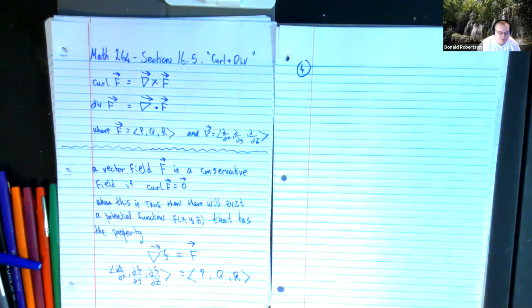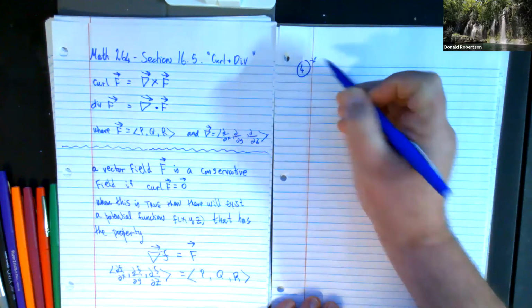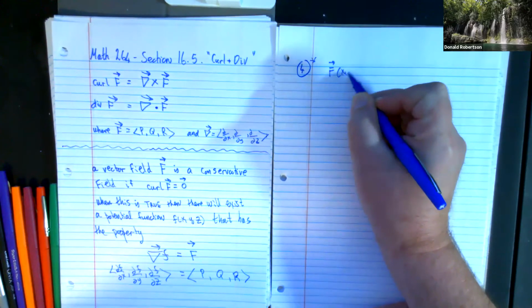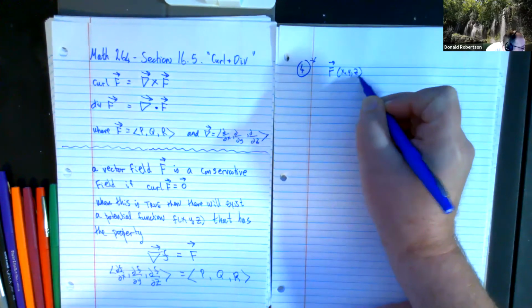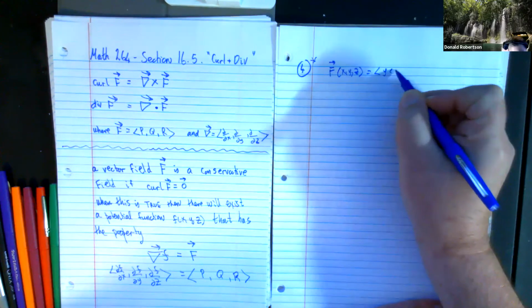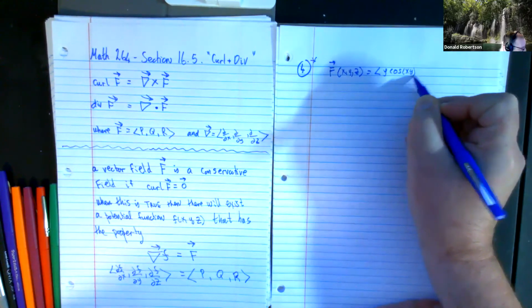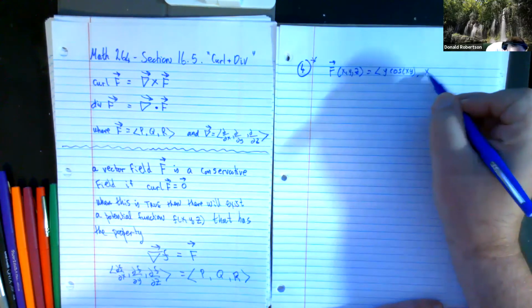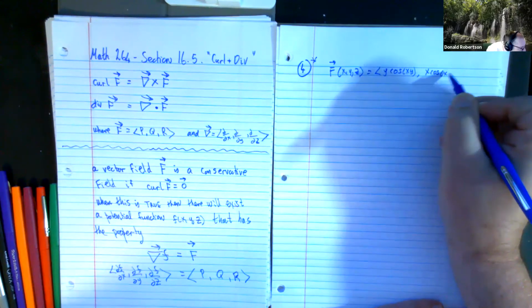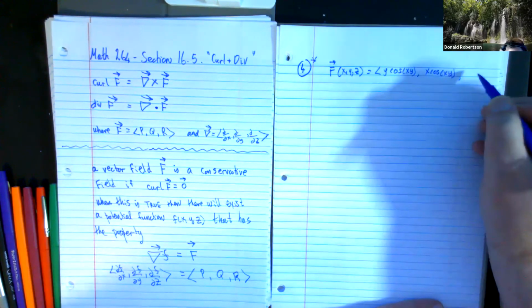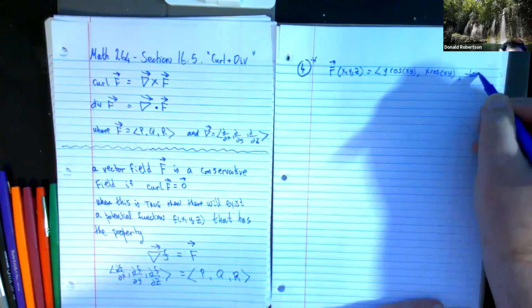So the first question I'm going to do is like question 4. Here is our vector field. It's y cosine of xy, and then it's x cosine of xy, and then it's, rather awkward, -6 sine z.